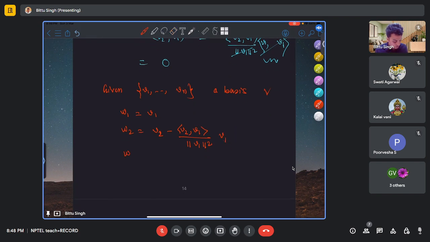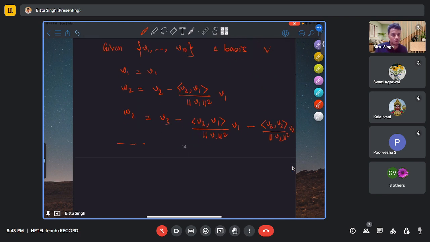And inductively, the process will continue. We'll take V3 and subtract the projection of V3 on V1 and the projection of V3 on V2. So what will be the projection of V3 on V1? It is the inner product of V3 and V1, by norm of V1 squared, times V1. Now subtract the projection of V3 on V2, in the same way, over norm of V2 squared, times V2. And it will continue in this way.